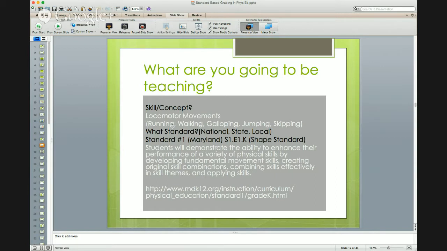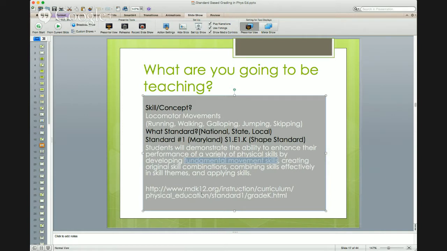You should break down the skill that you're going to do, and then link it to the standard. Our standard, up on the screen, is a very long standard that covers multiple things. In the state of Maryland, our standards are still overarching. We're still using the 6 standards here at the state level. So we would take the terminology here and develop the ability to enhance their performance by a variety of physical movements, and your locomotor would be under fundamental movement skills. That's what we would really be focusing on for this standard-based lesson.